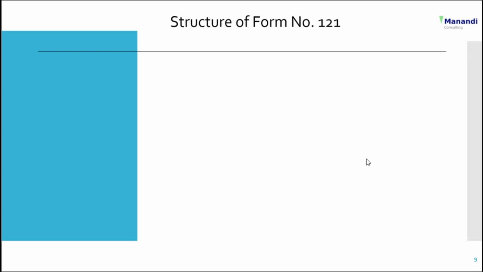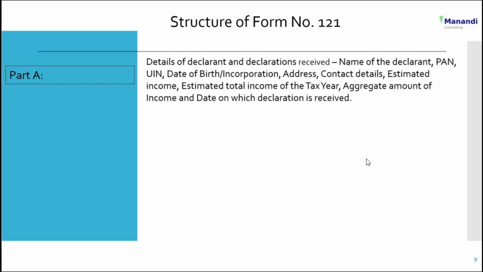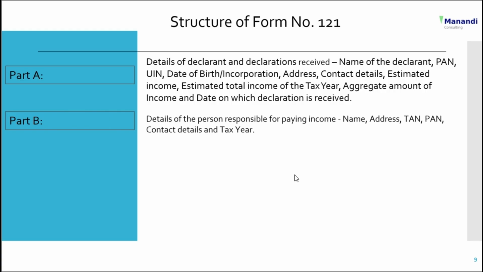Let's understand the structure of Form number 121. It is divided into two parts, Part A and Part B. Part A covers the details of the declarant and declarations received: name of the declarant, PAN, UIN, date of birth, address, contact details, estimated income, estimated total income of the tax year, aggregate amount of income and date on which declaration is received. All these details need to be filled in by the declarant. And Part B covers the details of the person responsible for paying the income: their name, address, PAN, contact details, and tax year.